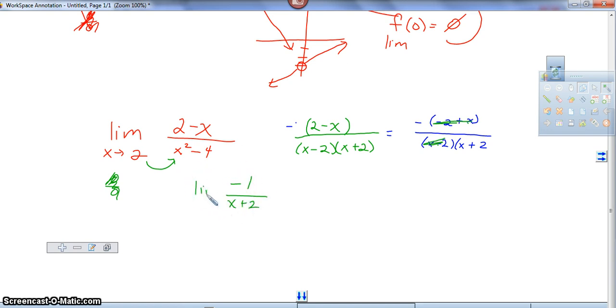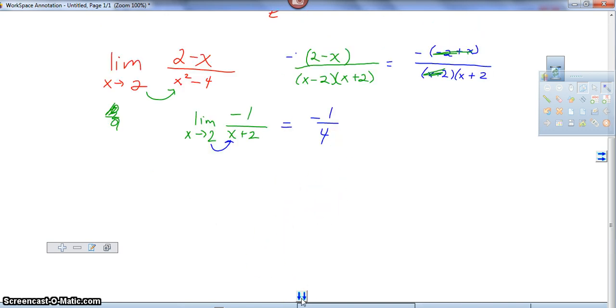And the limit, I still have the limit. I always forget to write it every step because there's too much algebra for me to write that every step. So now if I plug in 2, it works perfect. I end up with negative 1/4. Okay, so there was an example with factoring.